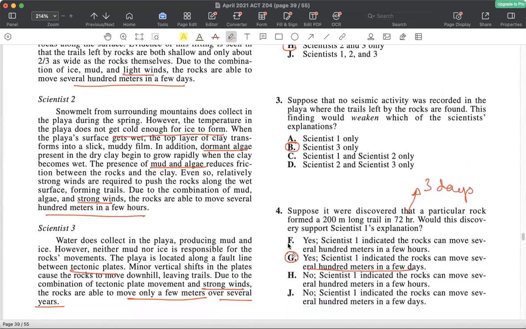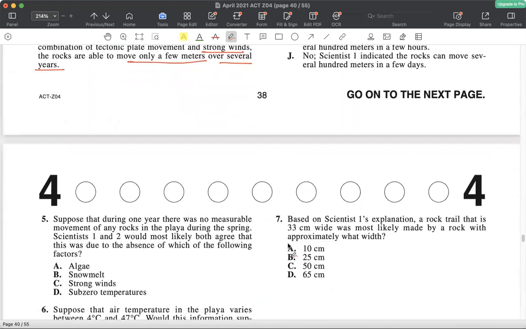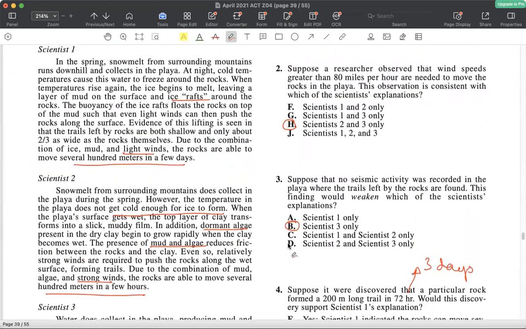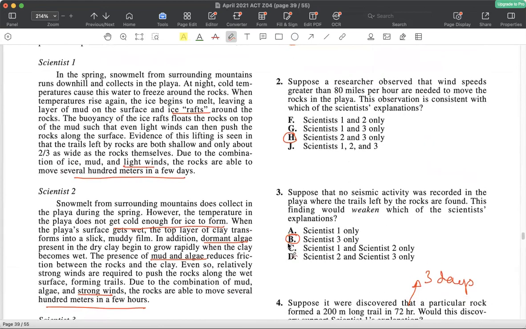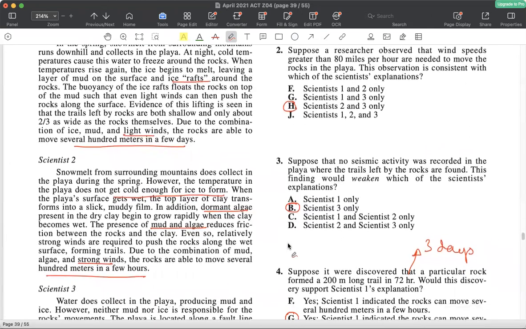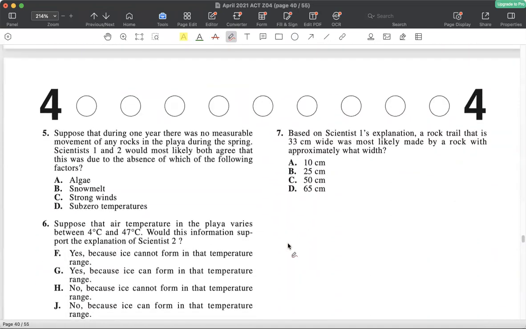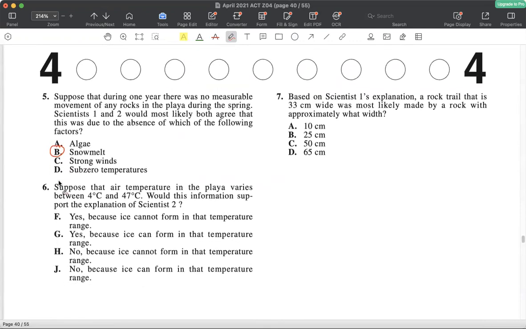yeah, it's about the surface getting wet, right? So it is snow melt in both cases. So snow melt is the common factor between them. In the first case, the snow melt gets frozen. In the second case, it doesn't, but it's the common factor. So the absence of snow melt is common to both.